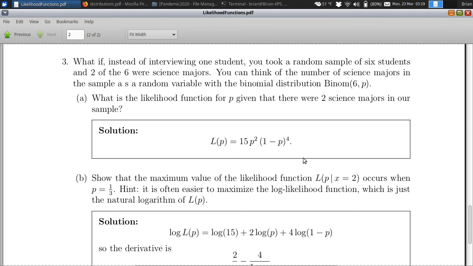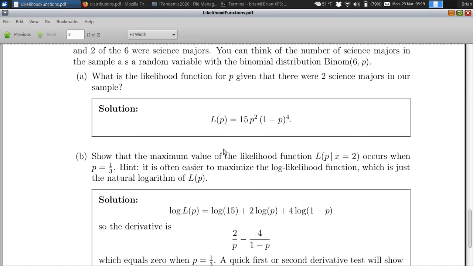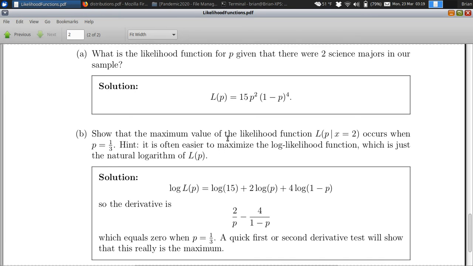So then it becomes a likelihood function. Okay, cool. So there's our likelihood function. Notice I'm writing it without expressing the reminder that it's given that our actual outcome was 2. People do that sometimes just to emphasize that the likelihood function is a function of p. All right, finally, I'm supposed to show that the maximum value of the likelihood function of p, given that x is 2, occurs when p is 1/3.